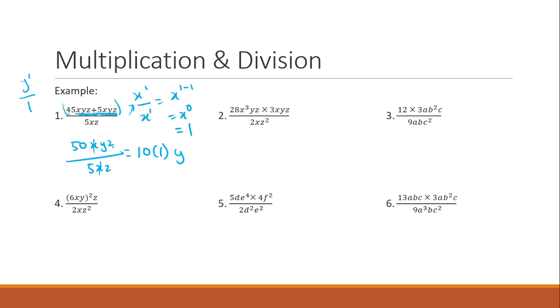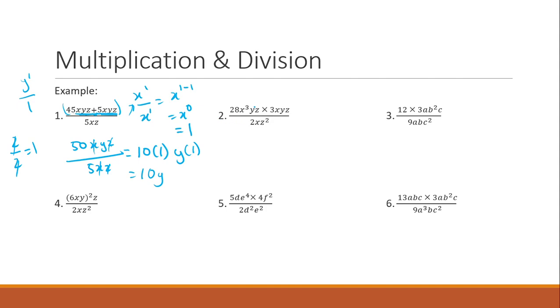So we still have the y. And now z divided by z, same thing. Z divided by z, you can cancel that. It will leave with 1. So the final answer would be 10y, because this one you can cancel. Okay, so now for number 2.